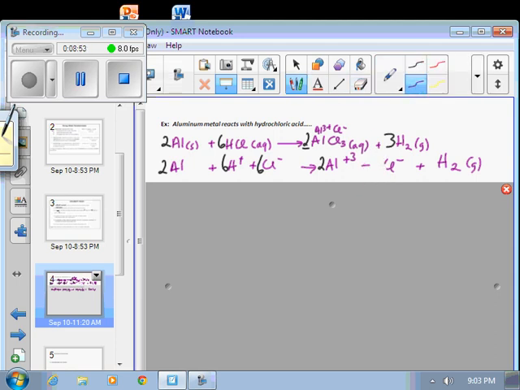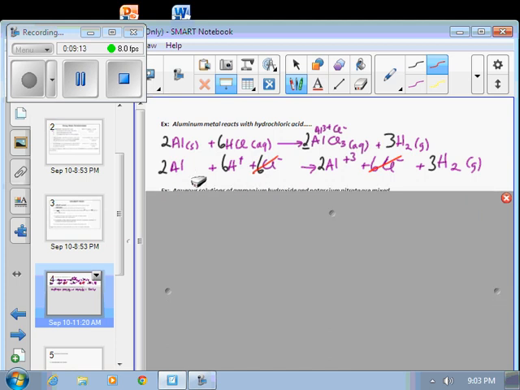Okay, there we go. And this guy is going to hang pretty at 3. Now, let's see. Do we have any spectators? Things that are exactly the same on the reactant side as the product side. I hope that you guys see that we have 1 spectator, 6Cl minus. All right, guess what? We are done with that one.